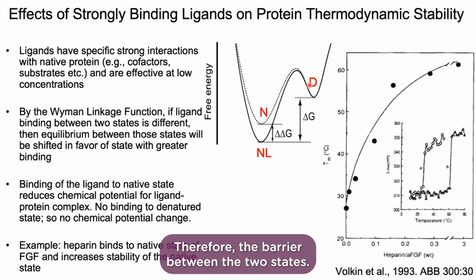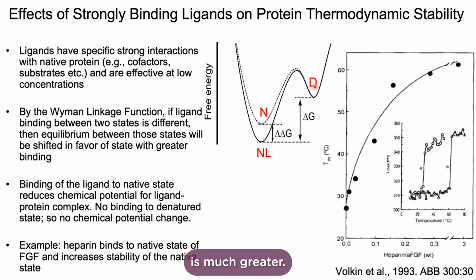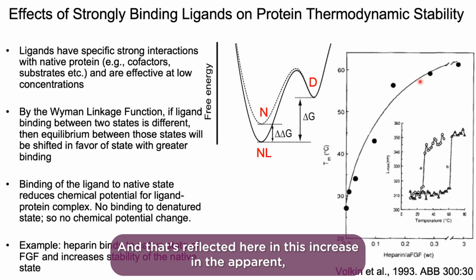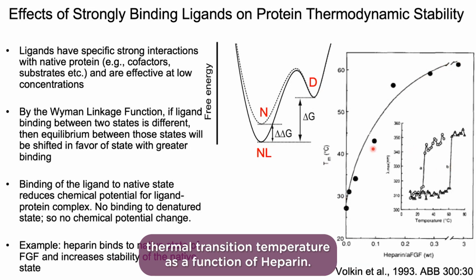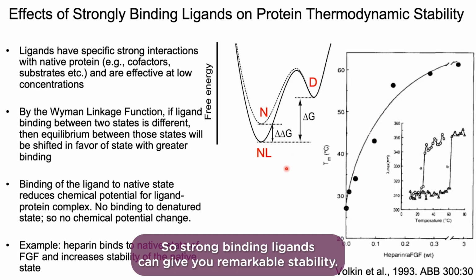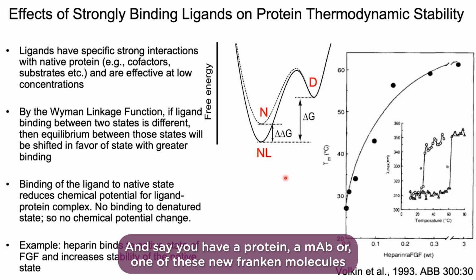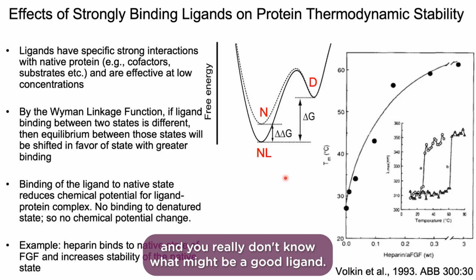Therefore, the barrier between the two states is much greater. And that's reflected here in this increase in the apparent thermal transition temperature as a function of heparin. So strong binding ligands can give you remarkable stability. And say you have a protein, a mAb, or one of these new Franken molecules, and you really don't know what might be a good ligand.